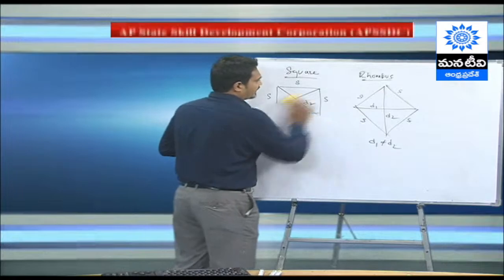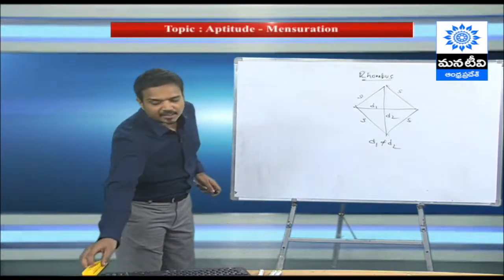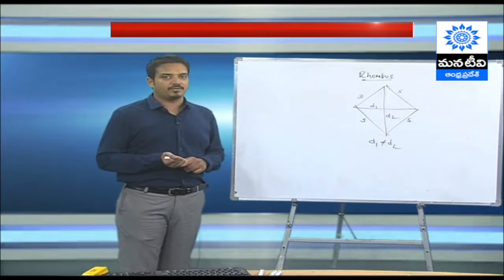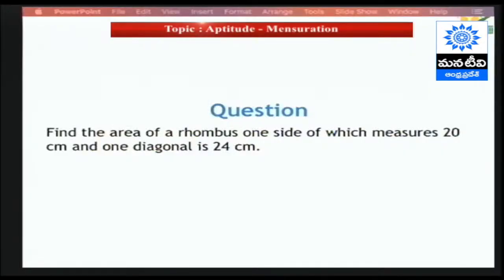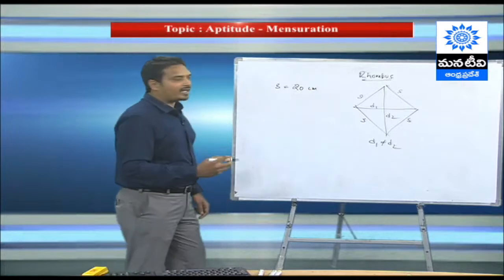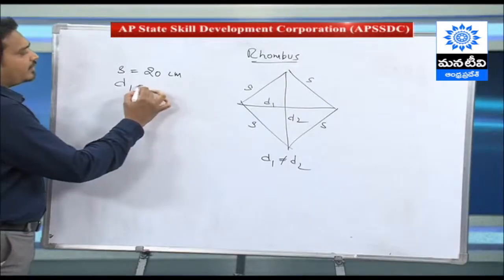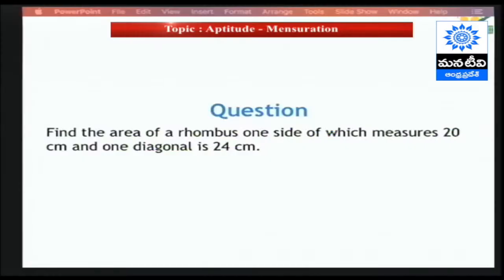Fantastic. Now what they're asking us to do is so simple. One side is given and one diagonal is given, and using this we have to find out the area of the rhombus. Let's make a note of the dimensions: find the area of the rhombus, one side of which measures 20 centimeters, so the side of the rhombus is 20 centimeters. Now one diagonal, let's say D1, is 24 centimeters. So we know one diagonal and one side. Fantastic.